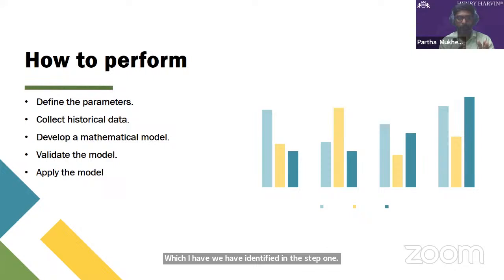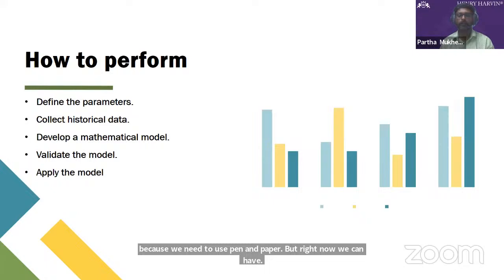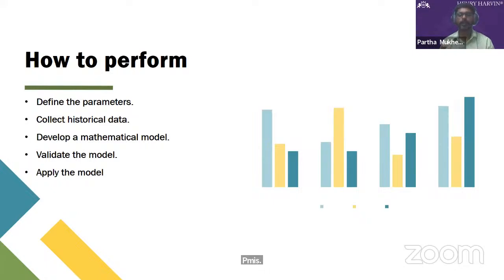Then we need to develop a mathematical model. So we can use statistical techniques, like regression analysis, to develop a mathematical model that relates the parameters to the cost or duration of the project. Previously, preparing these kinds of estimates was a bit tough because we needed to use pen and paper. But right now we have the power of PMIS. Using the PMIS, we can prepare these estimates in a very easy manner.